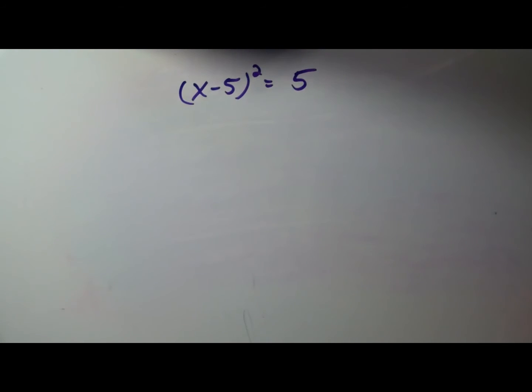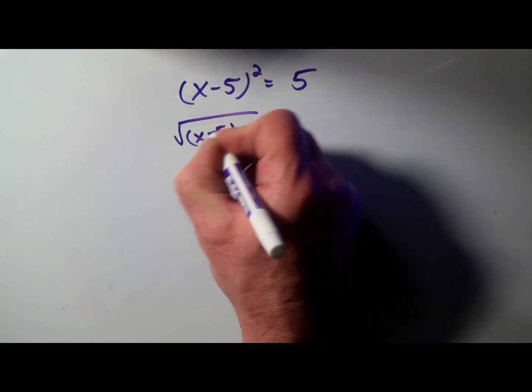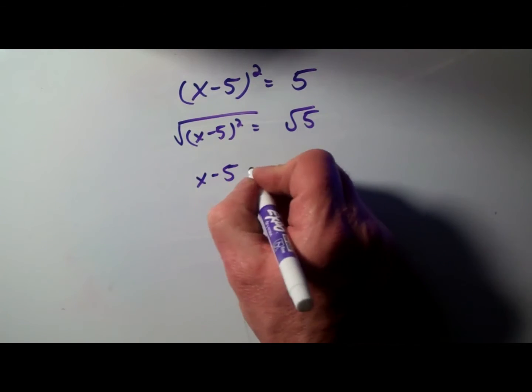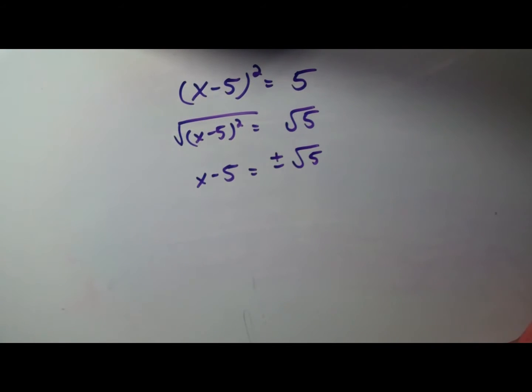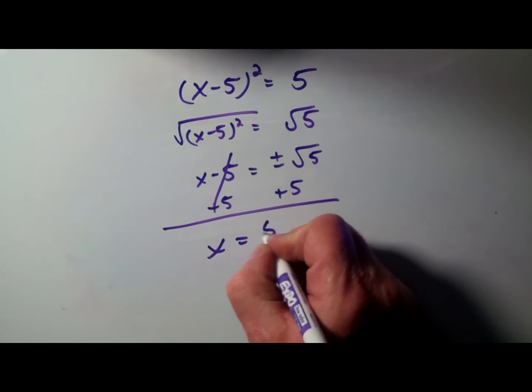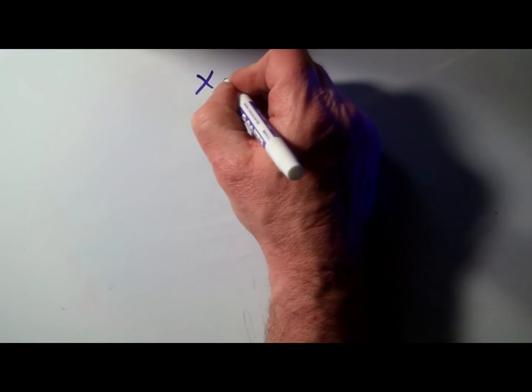Here's another example. X minus 5 squared equals 5. Take the square root of both sides, and I end up with x minus 5 equals plus or minus the square root of 5. Add 5 to both sides, and you end up with x equals 5 plus or minus the square root of 5. Not too bad. So let's try one more.